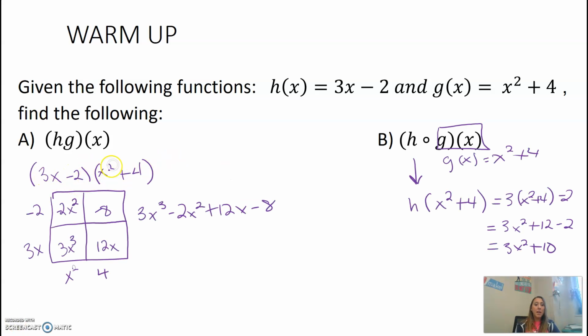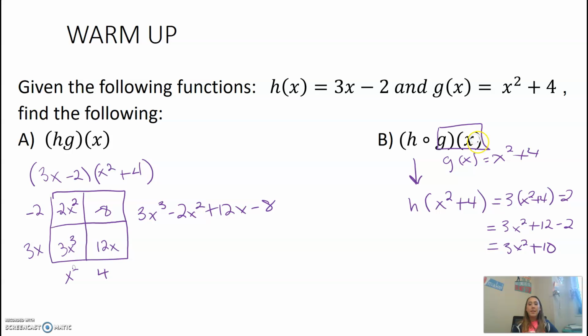When you multiply two functions right here, you're going to end up with, I used a box because it was a binomial times a binomial, and I got 3x cubed minus 2x squared plus 12x minus 8. And again, this is a composition, meaning that I see this hole right here, which means I'm going to fill the other one with that.